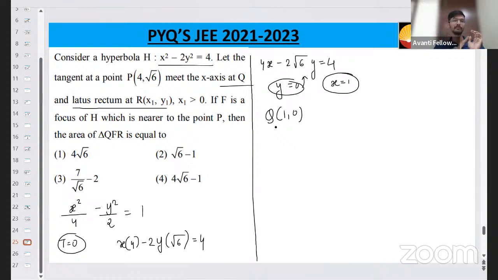Similarly, I have been doing here. We got the equation of hyperbola. They have drawn a tangent. We got the equation of tangent. We got the tangent meets the x-axis at Q, so we got the coordinates of Q. So now I'm not reading further.